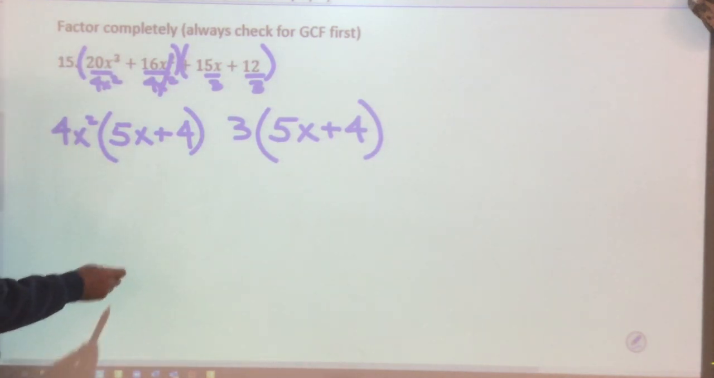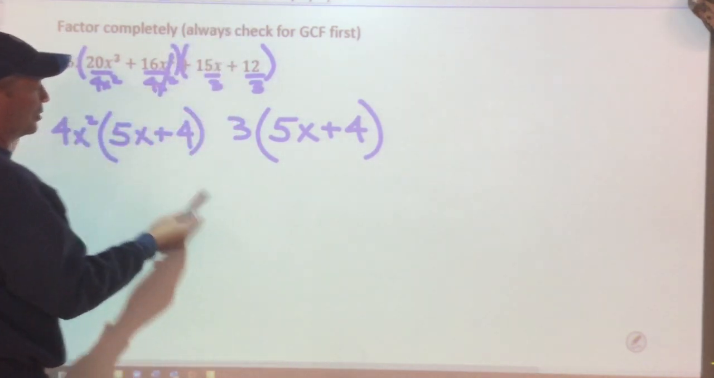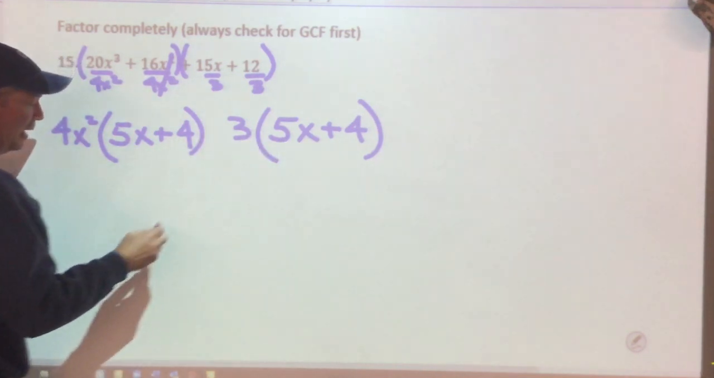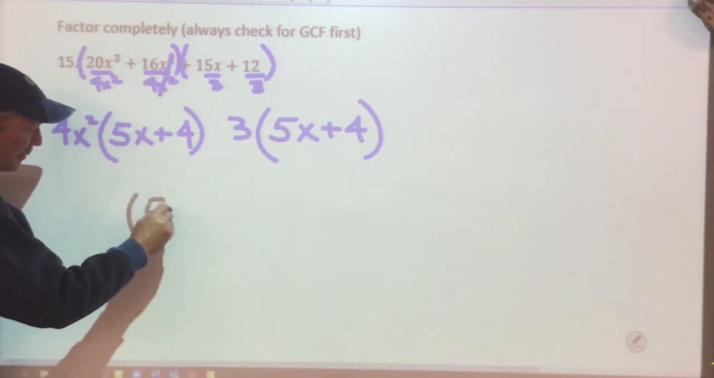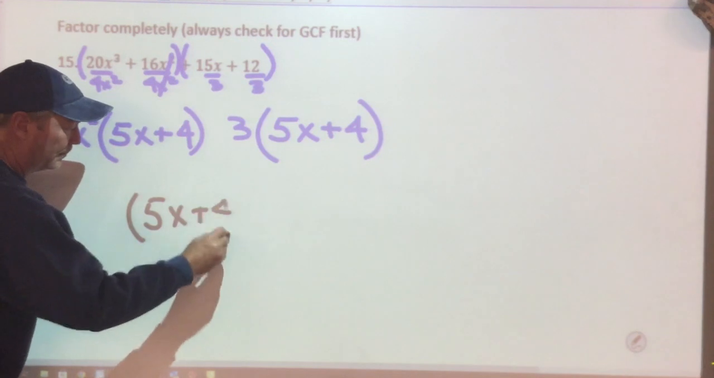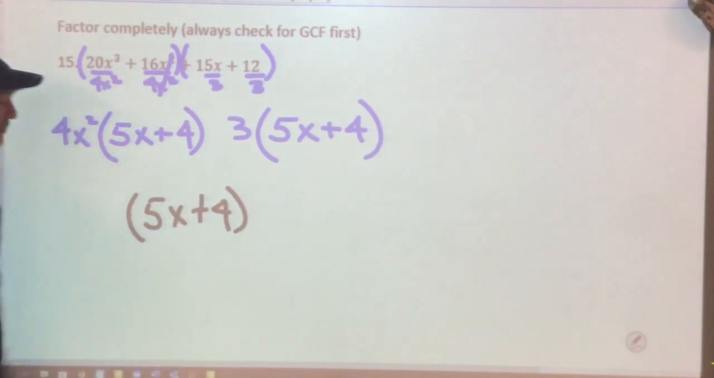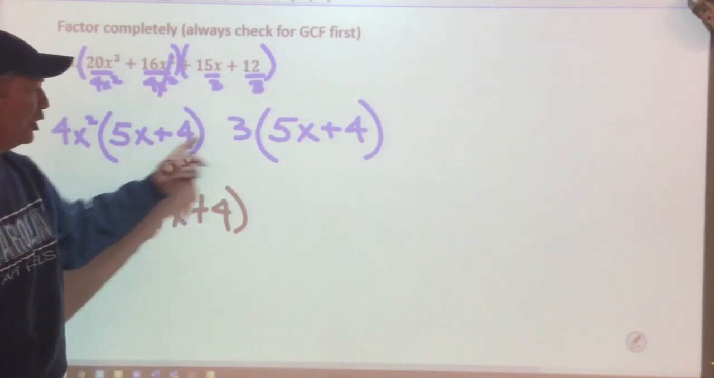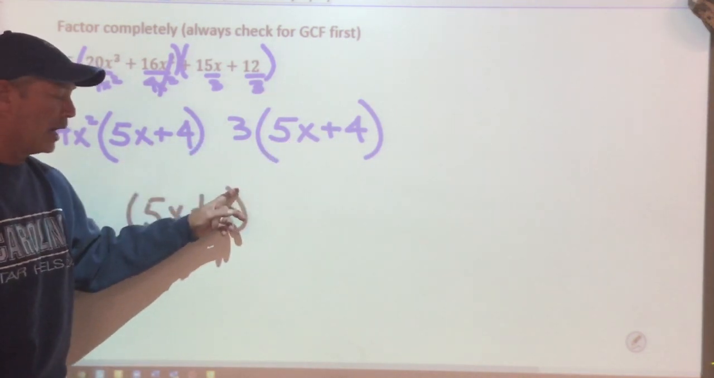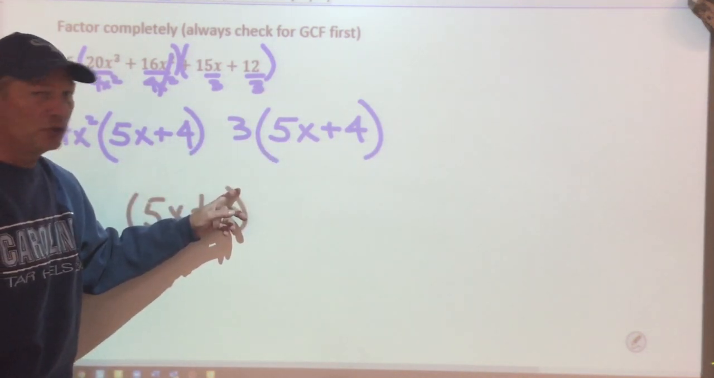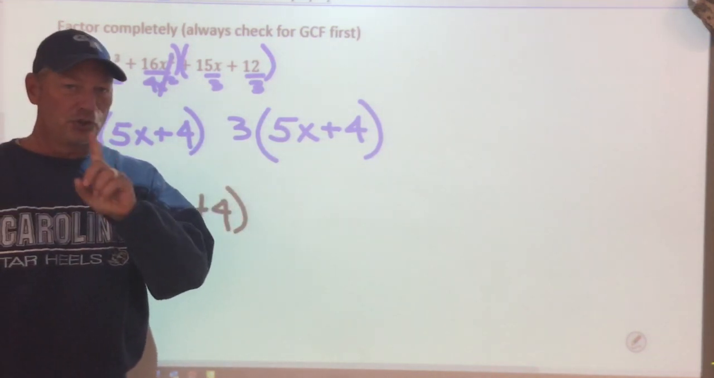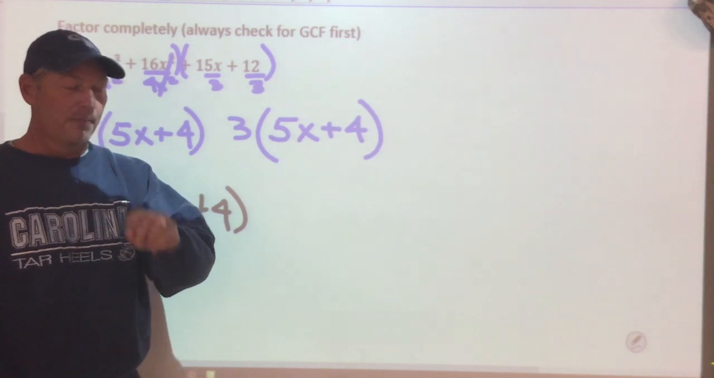Okay? So my final answer is I'm going to take these parentheses that are similar, and I'm going to say 5x plus 4, please, even though you could be tempted, do not put squared here. Do not put it there. All I need is one of them. Just need one 5x plus 4.